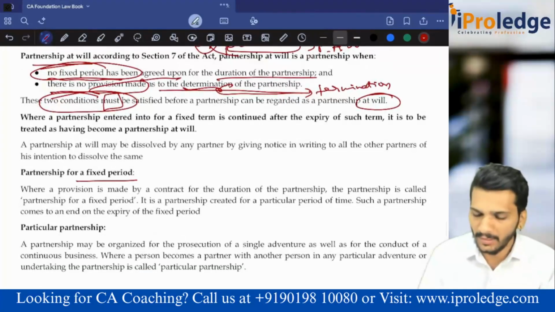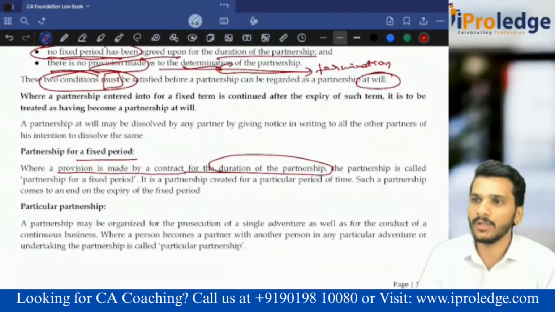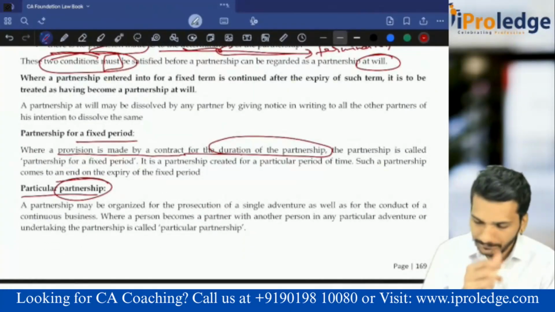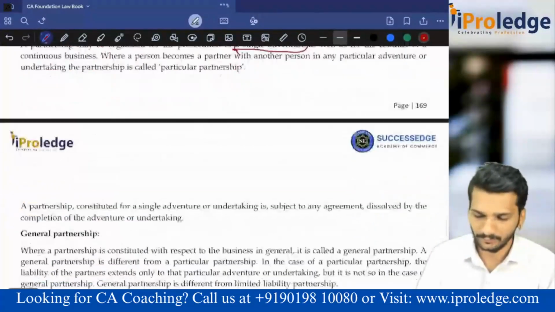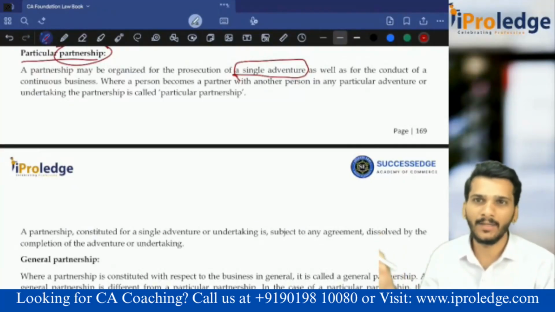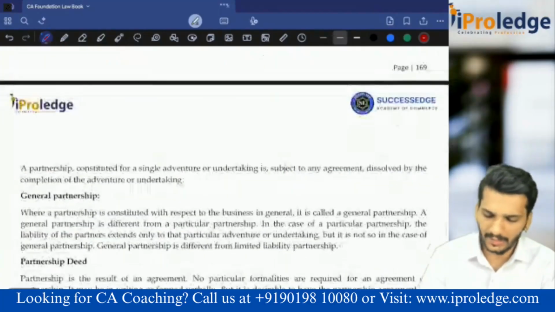Partnership for a fixed period of time means provisions made by the contract for the duration of the partnership firm: how much duration the firm will be there. Then particular partnership for a single adventure. What is single adventure? A single activity is being established. Once the activity is completed, for example, we formed a partnership for the purpose of giving CA foundation classes. 4 faculties. Consider me and Wasit, both the persons who started one partnership firm, and he told that I'll give accounts and mathematics, I'll give economics and law. We completed the batch. Then it is over. Partnership has to come to an end. That is what we call a single adventure. Then general partnership.